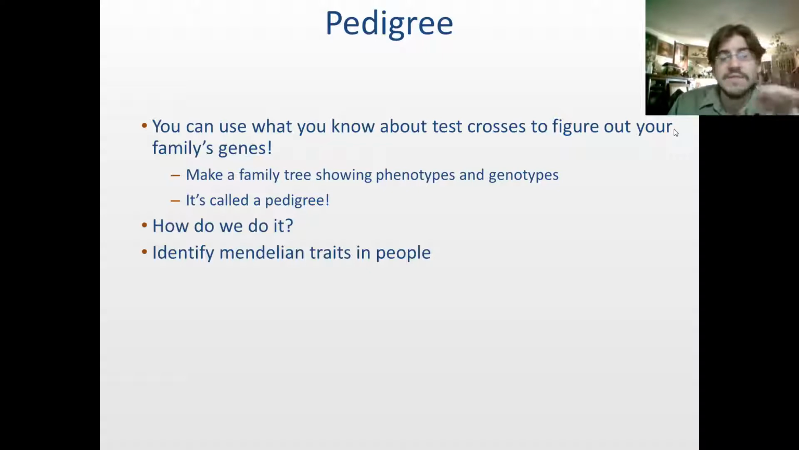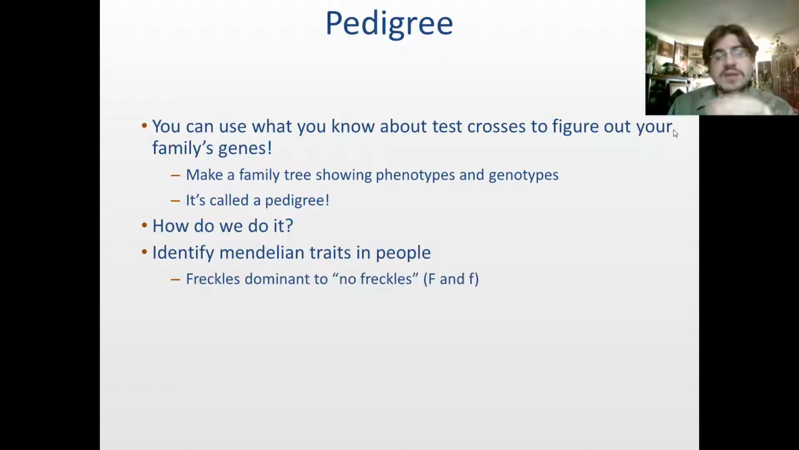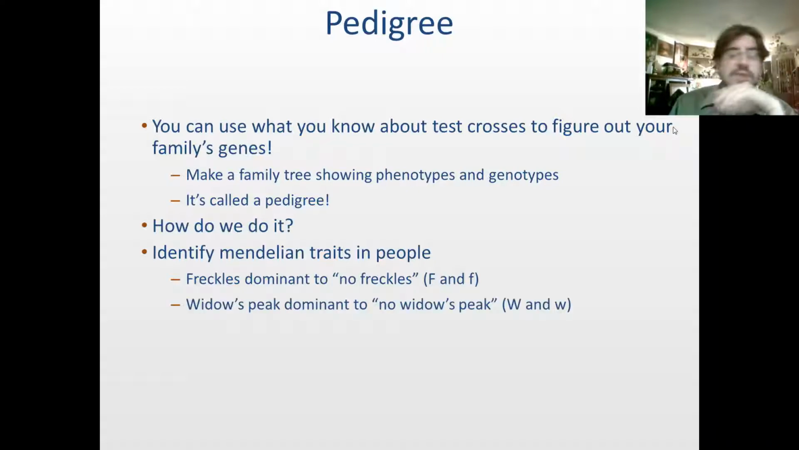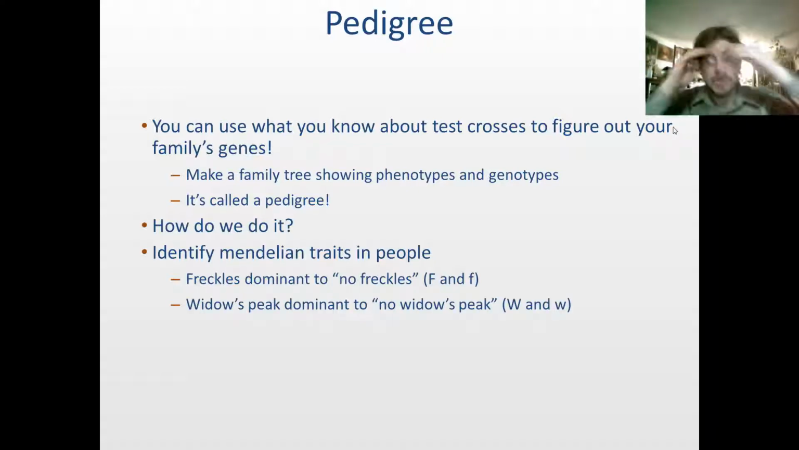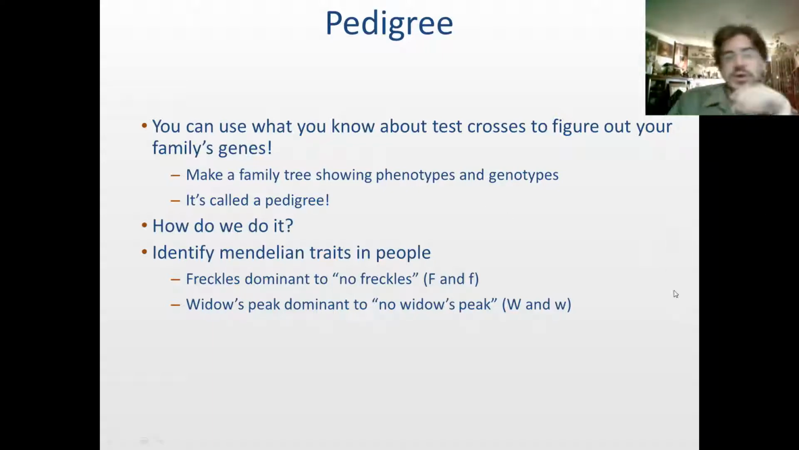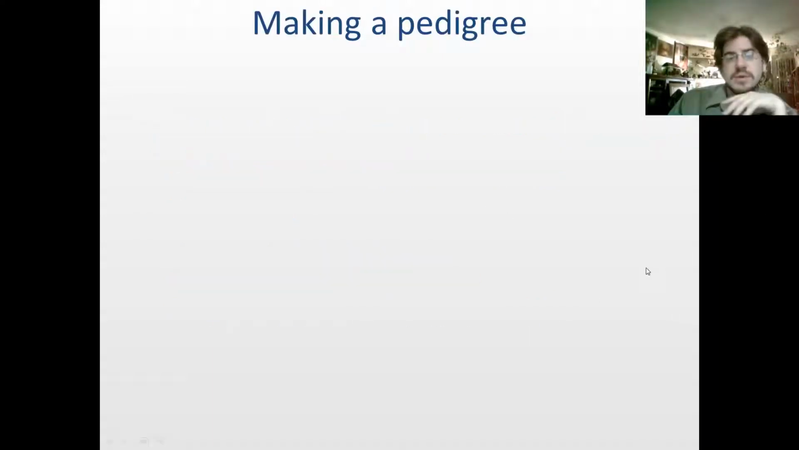Well, you identify Mendelian traits in people. For instance, freckles are dominant to no freckles, call it capital F, lowercase f. Widow's peak, where your hair comes to a point at the center of your forehead, that's dominant to no widow's peak, like I have no widow's peak. So capital W, widow's peak, dominant to lowercase w, no widow's peak.